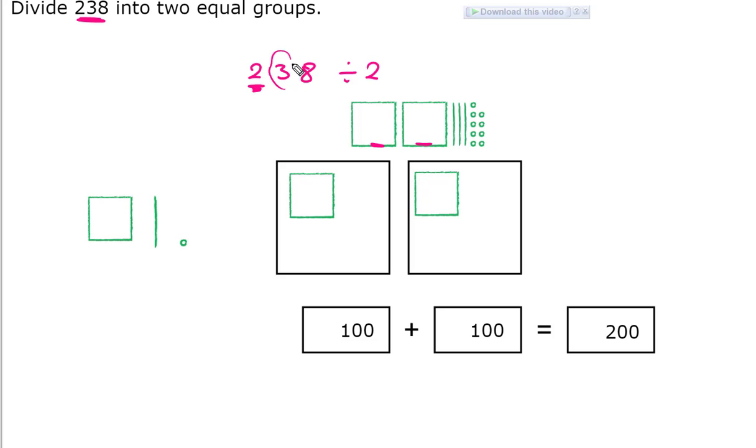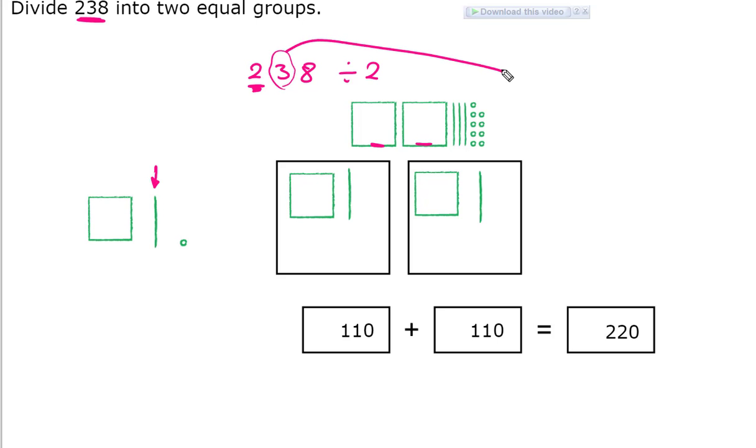How many tens do we have? Three. The tens are these lines. We will use this line as tens. Let's start. Give the first group 1 ten and the second group 1 ten. How many tens have we used now? Two tens. But we need to use three.